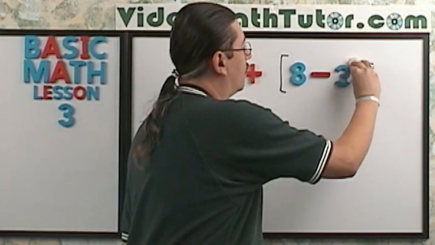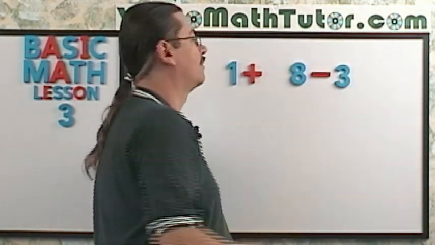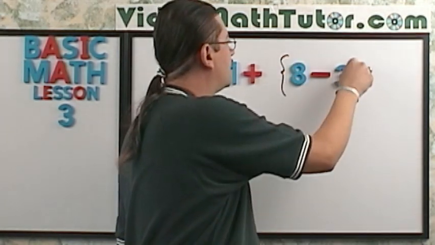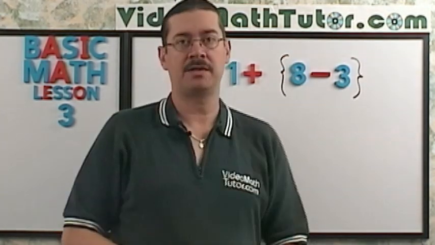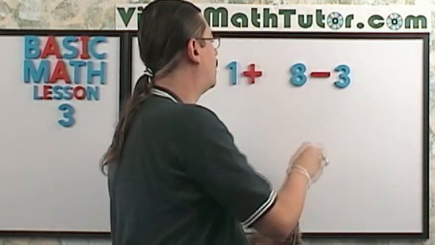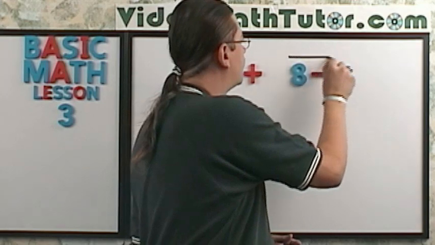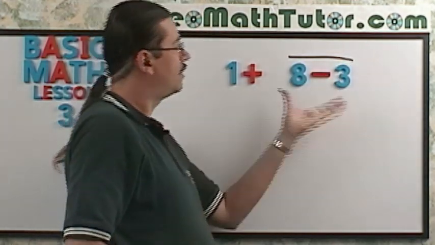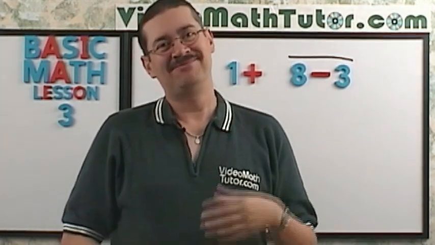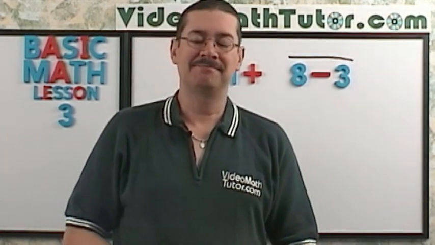And why just do square brackets? We could also use braces to encompass items together. And finally, if you want, you can just use the horizontal bar like this. So you have 1 plus the group of 8 minus 3. But just stick with parentheses. It's probably easier for everybody.